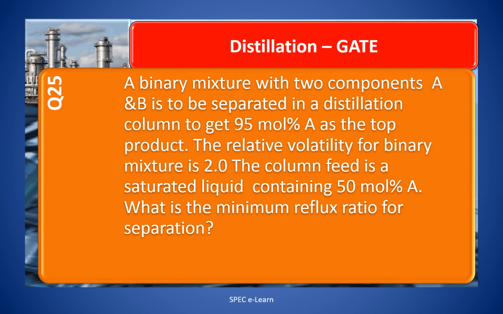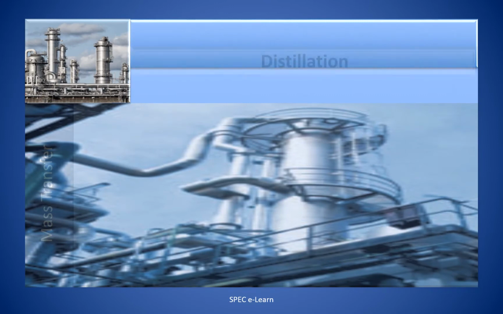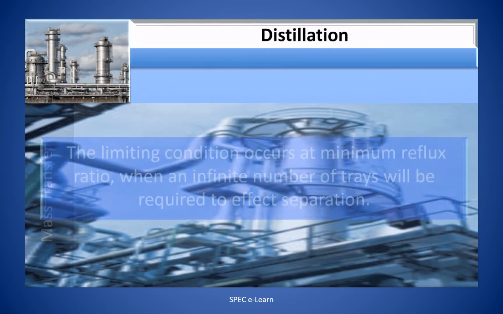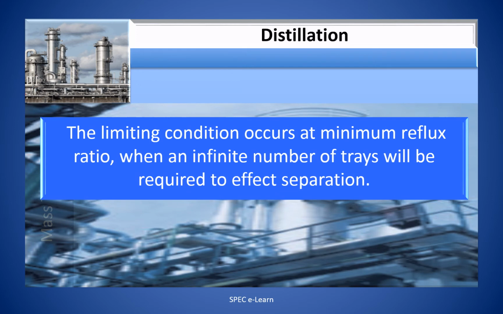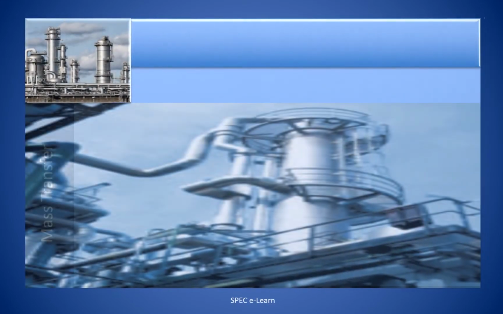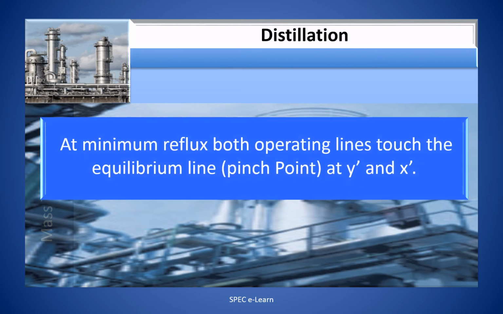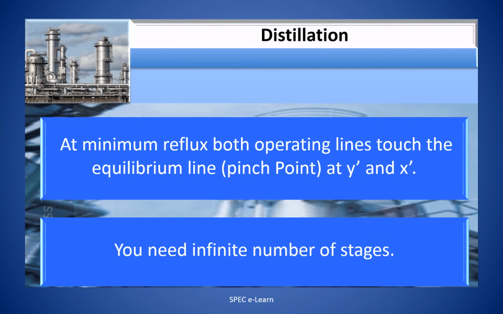Your time is up. The answer. The limiting condition occurs at minimum reflux ratio when an infinite number of trays will be required to effect separation. This occurs at a point where the rectification operating line intersects the equilibrium line. At minimum reflux, both operating lines touch the equilibrium line, that is the pinch point, at y dash and x dash in the equilibrium diagram. You need an infinite number of stages to effect separation.